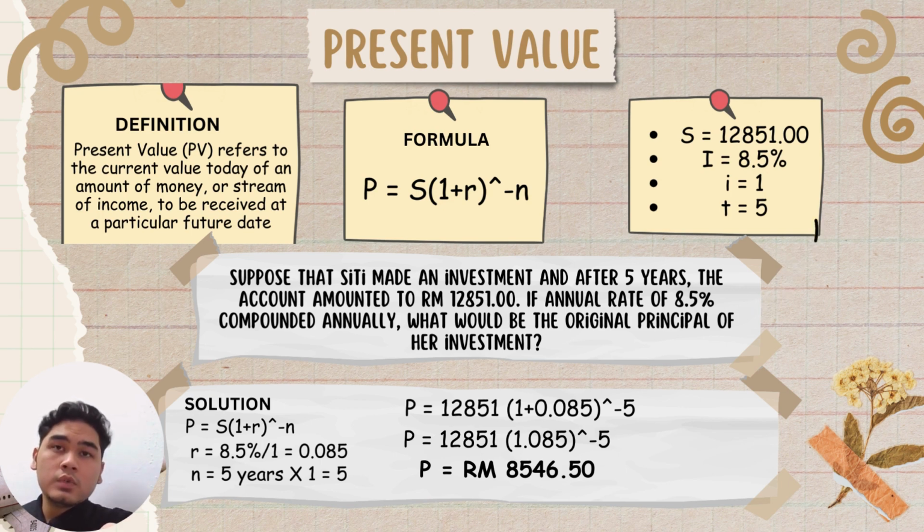So the answer for this question is 12,851 times in bracket 1 plus 0.085 to the power of negative 5. The last answer will be 8,546 ringgit and 50 cents. So it shows that the original principal of Citi investment is 8,546 ringgit and 50 cents.